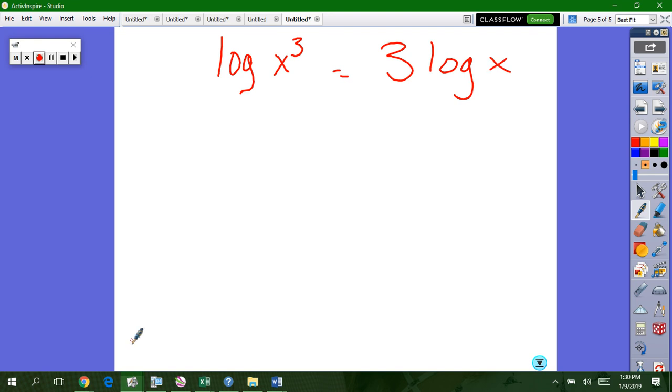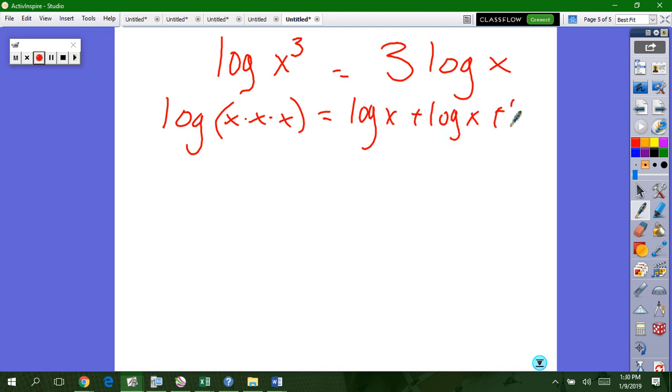Okay, let me show you why it kind of makes sense then that it comes out that way. What's another way to write x cubed? Another way to write it is x times x times x. What do I see there though? I see multiplication. What do I do with multiplication? Addition, so that's log of x plus log of x plus log of x. How many log of x's do I have?